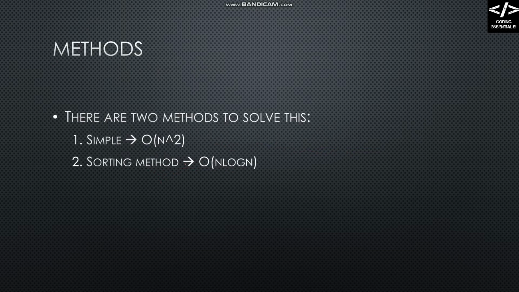So moving on to the methods, there are two methods to solve this problem. One is the simple method. It will take big O of n square. The simple method is using two for loops, and checking the sum of each and every element, and which is the closest to 0. And the sorting method will take the time complexity of big O of n log n. So to answer the problem, you should know what the sorting method is.